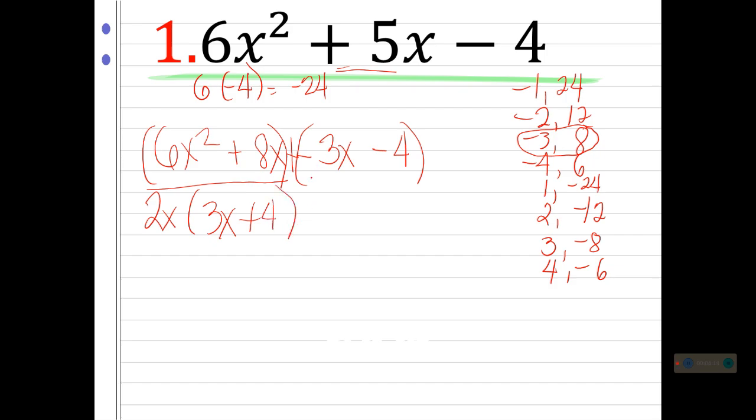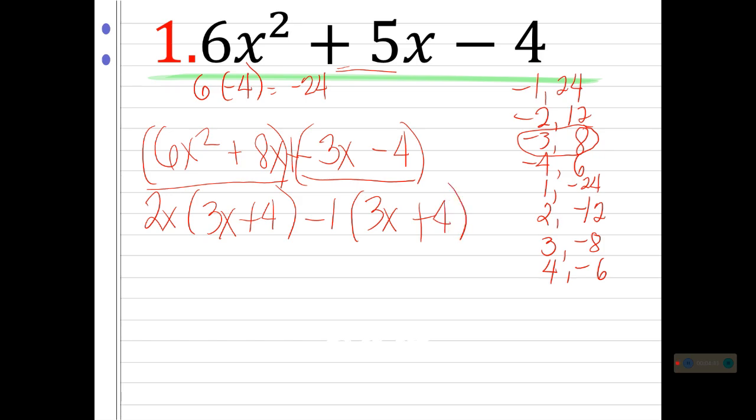Then, let's proceed with the second group. We have negative 3x and negative 4. The common factor in this binomial will be negative 1. Negative 3x divided by negative 1 is positive 3x, and negative 4 divided by negative 1 is positive 4.